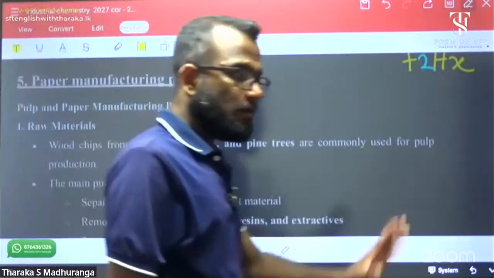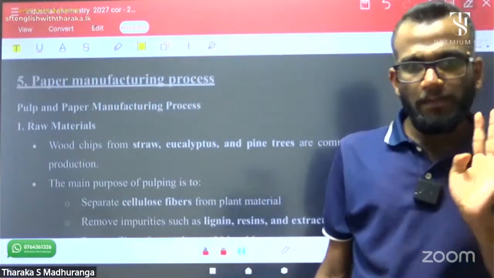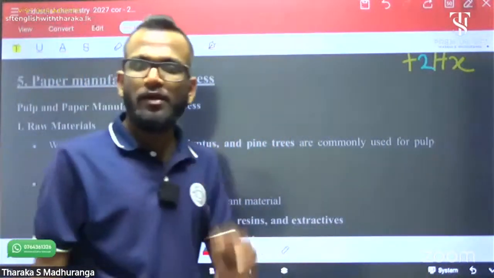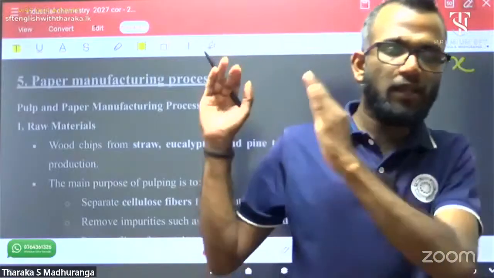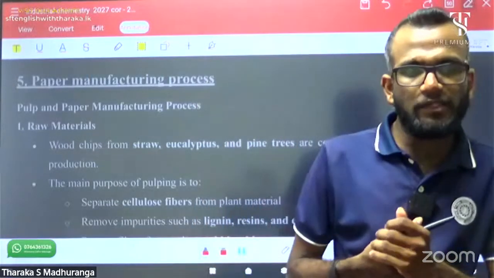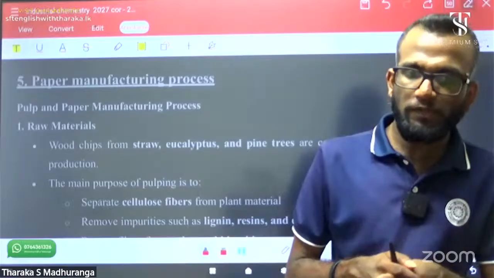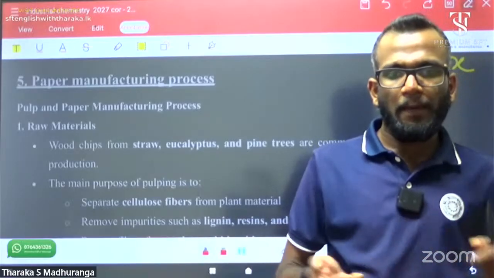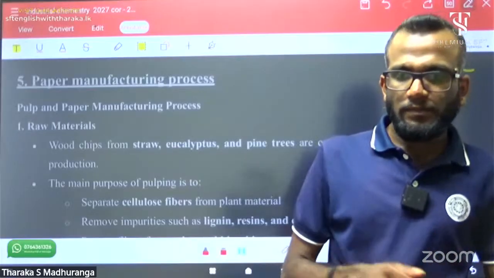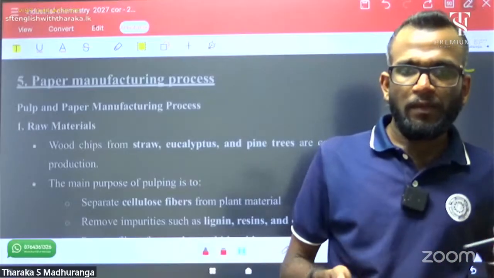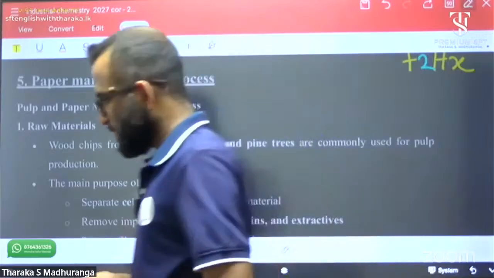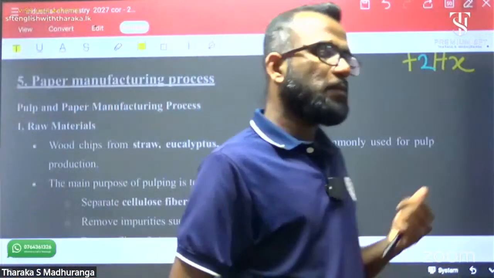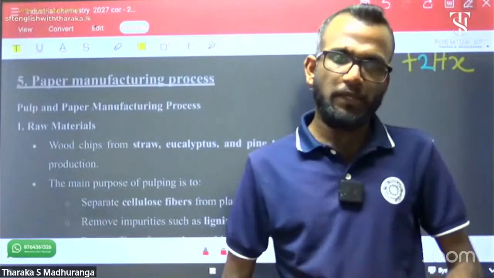Okay. 4 productions completed: soap production, biodiesel production, paint production and fertilizer production. Let's move into our final production, the paper manufacturing process. It is very simple. With the paper production process, the industrial chemistry is complete.